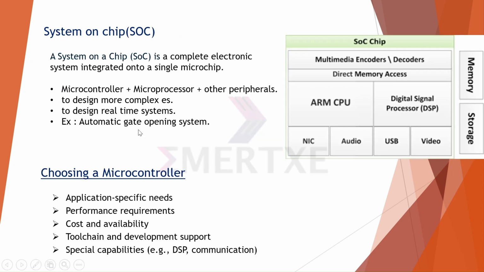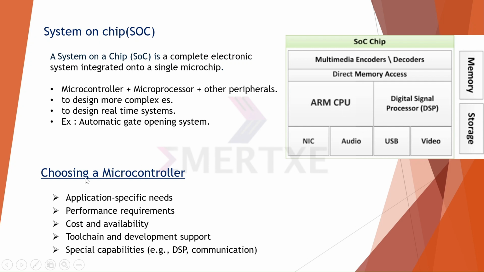System on chip. A system on chip, or SoC, is a complete electronic system integrated onto a single microchip. It's a microcontroller, microprocessor, plus other peripherals, all integrated on a single chip. It is used to design more complex embedded systems and real-time operating systems. Example: an automatic gate operating system. SoCs have things like DC, multimedia encoder, direct memory access, CPU, DSP, NIC, audio, USB port, etc. Memory and storage are all embedded in a single chip.